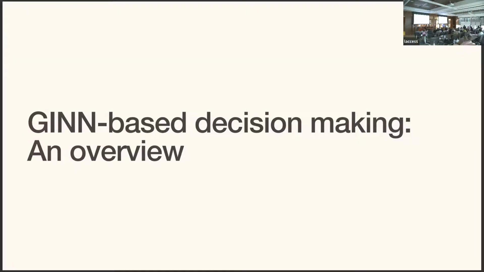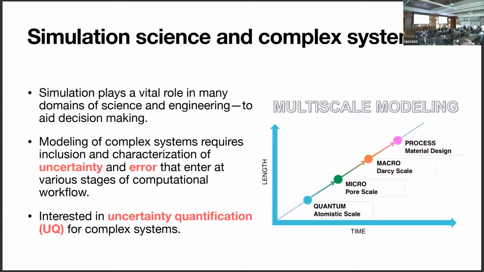So here we start then, GIN-based decision making. What's the context here? Simulations are playing a vital role in many domains of science and engineering to aid decision making. And when we have these complex multi-scale systems, where you have multiple scales, hopefully you can see the arrow here, in length and time, it becomes complicated to characterize all the uncertainty and error that enter at different stages of the workflow.